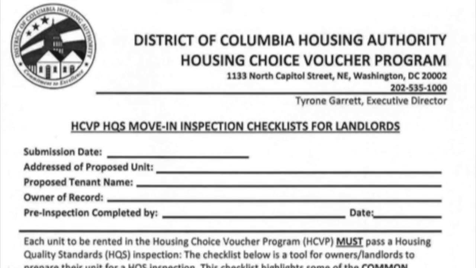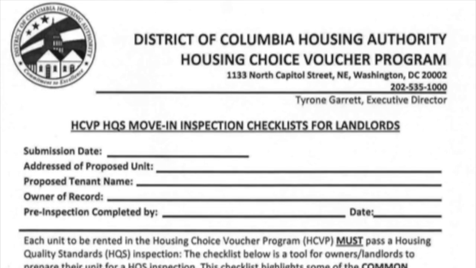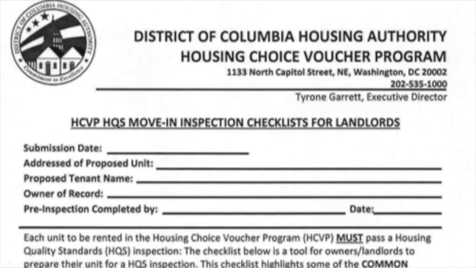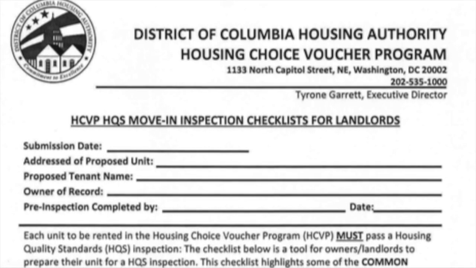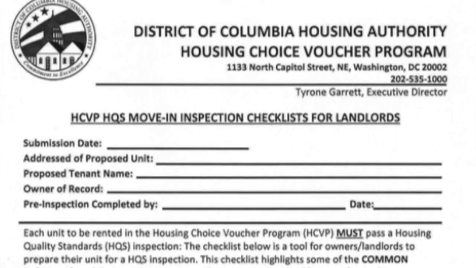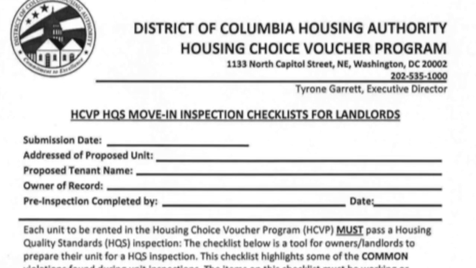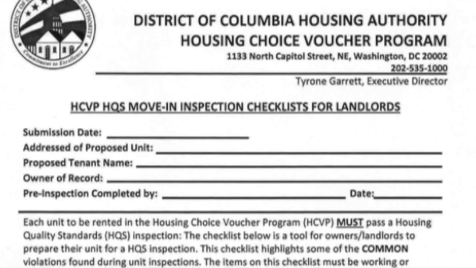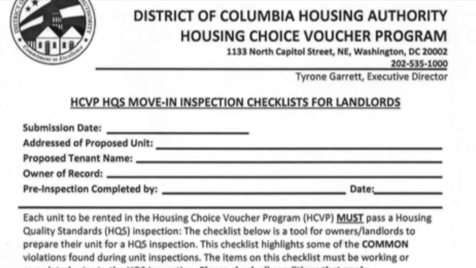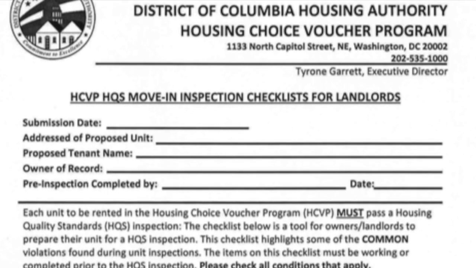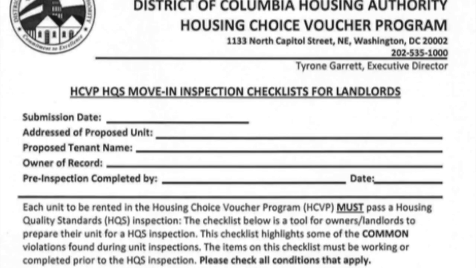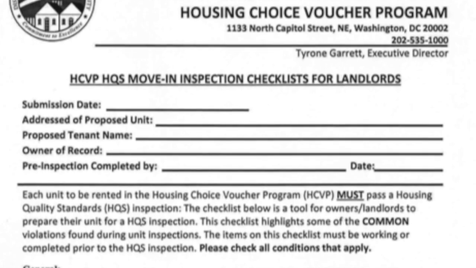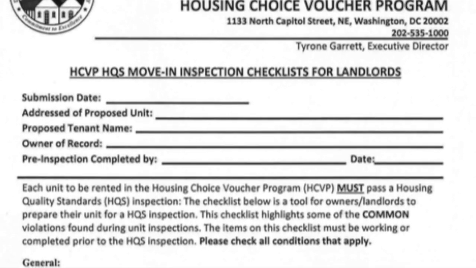HCVP HQS Move-In Inspection Checklist for Landlords. Submission date, address of proposed unit, proposed tenant name, owner of record, pre-inspection completed by, and the date. Each unit to be rented in the Housing Choice Voucher Program, HCVP, must pass a Housing Quality Standards HQS inspection. The checklist below is a tool for owners and landlords to prepare their unit for HQS inspection. This checklist highlights some of the common violations found during unit inspections. The items on this checklist must be working or completed prior to the HQS inspection.